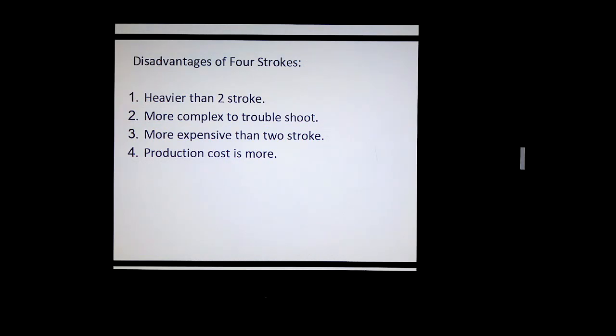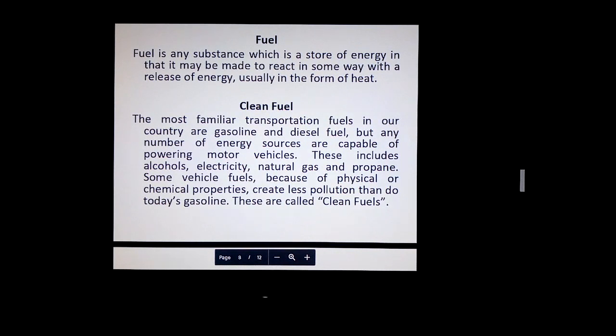Okay. Now, we are moving on to a topic called fuel. Fuel is any substance which is a store of energy in that it may be made to react in some way with a release of energy, usually in the form of heat.